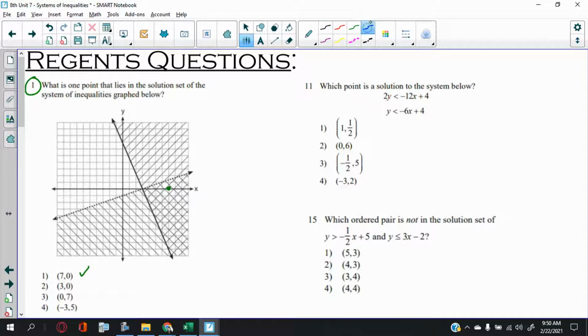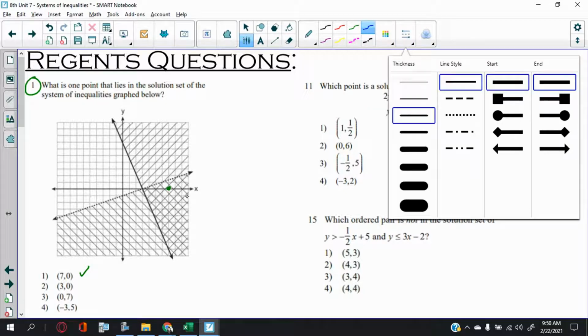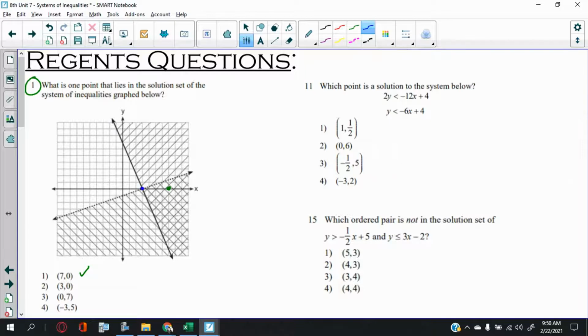Let's use a different color, a thicker pen. 3, 0, 1, 2, 3, right here. Now that's no good, because this line is dotted, so it does not include the blue point as a solution. This is no good. What about 3, 0, 7? It's on the line, but it doesn't really matter because it's only the solid line anyway. It's not part of the solution.